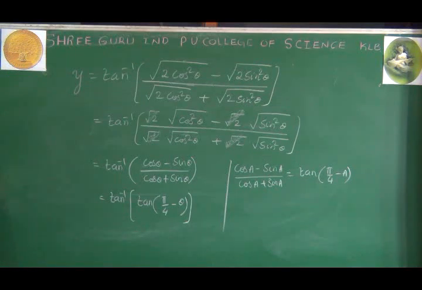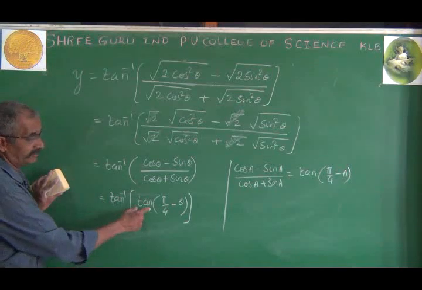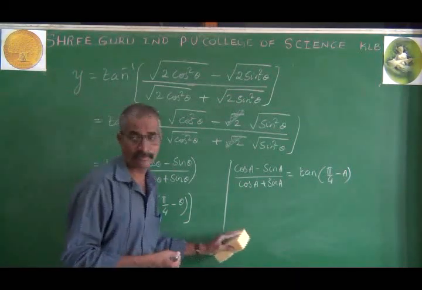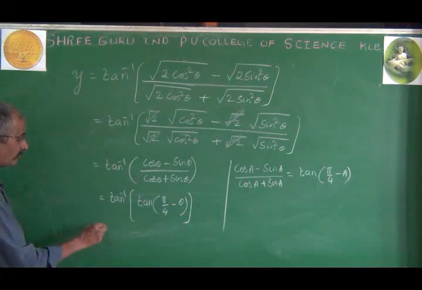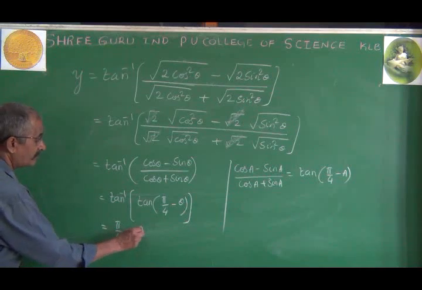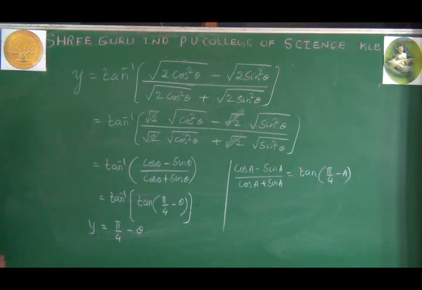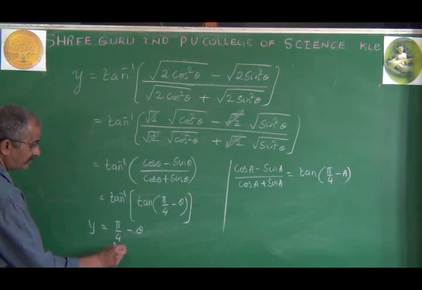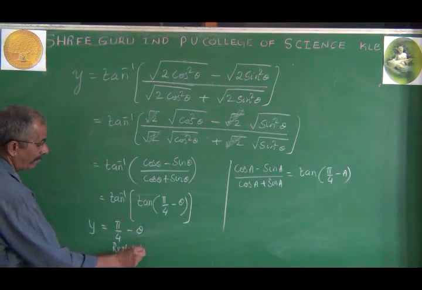Still we have to simplify, and we can simplify using inverse trigonometric function formulas, namely tan inverse of tan x always equals x. Now it equals pi by 4 minus theta. This is still y, but not y dash, importantly. Now replace the value of theta compulsorily.